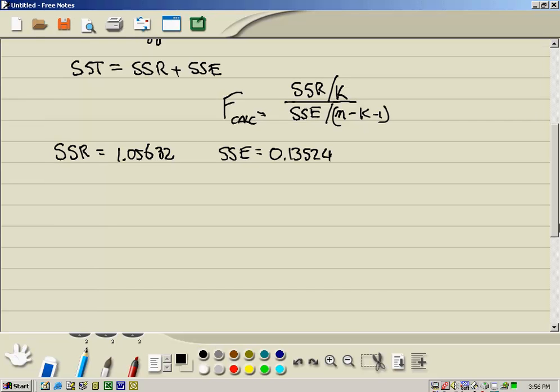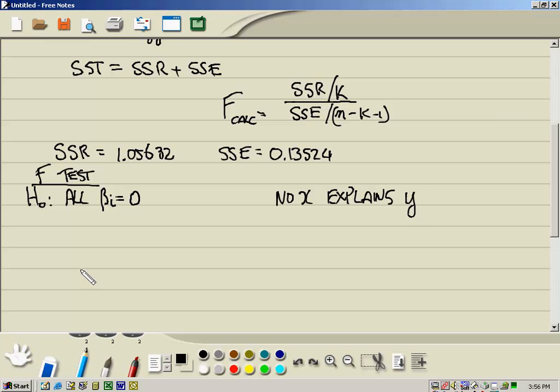Other than that, let's go ahead and do our f-test. The test starts with a hypothesis. Null hypothesis first will be that all the beta sub i in the regression are equal to 0. That means that no x in the regression explains the y. Clearly we can't answer the question about other x's out there in the world.